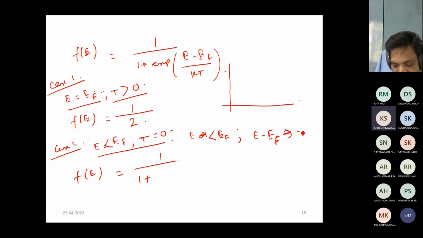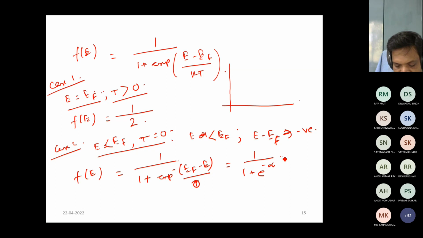E minus EF is negative. So then it would be exponential of EF minus E divided by KT. T is 0 here. That means I can write 1 divided by 1 plus exponential of minus infinity, which is equal to 1. What would this value be? It would be 1.